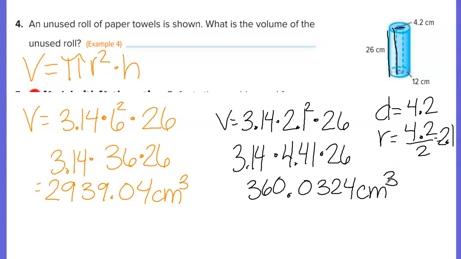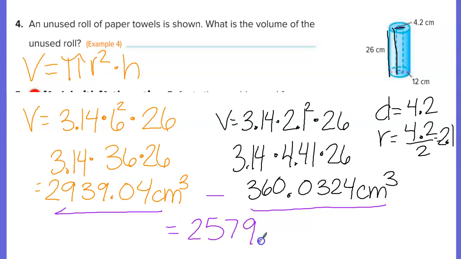So now that I have the volume of my big cylinder and the volume of my smaller cylinder, or the hole, I will take the bigger and subtract the smaller to get the volume of my paper towel. And I get 2,579 and 76 10,000 centimeters cubed.